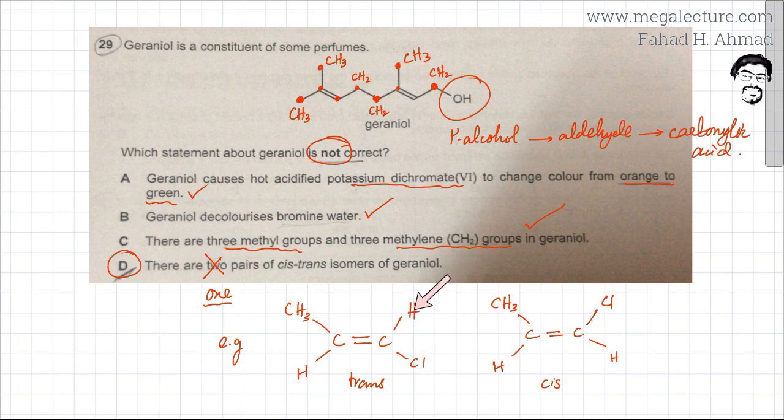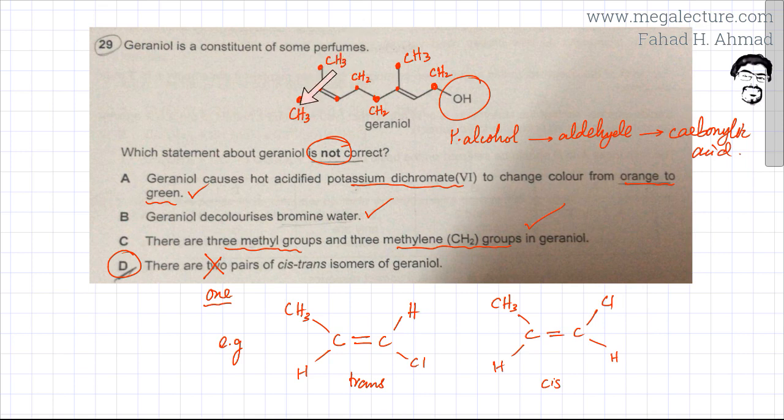So these 2 groups must be different, and these 2 groups must also be different. So you're going to have a trans version where same groups would be pointing in opposite directions, and there would be a cis version where both H are pointing downwards. But the condition is both carbon atoms in the double bond must be bonded to 2 different groups. So if you carefully look at a molecule of geraniol, you'll notice there's a double bond. But if you focus on this carbon atom, it is bonded to CH3. This carbon atom is also bonded to CH3 on the other side. So both groups are exactly the same.